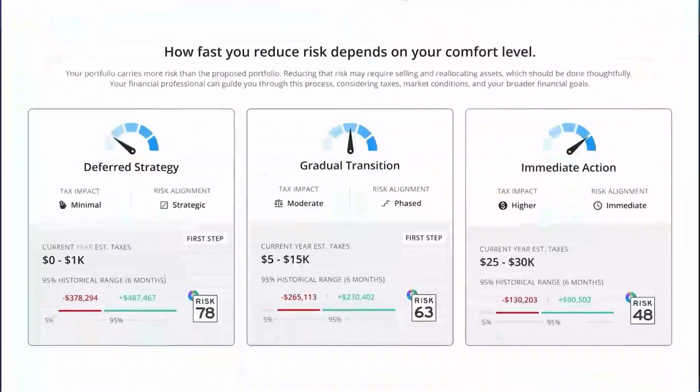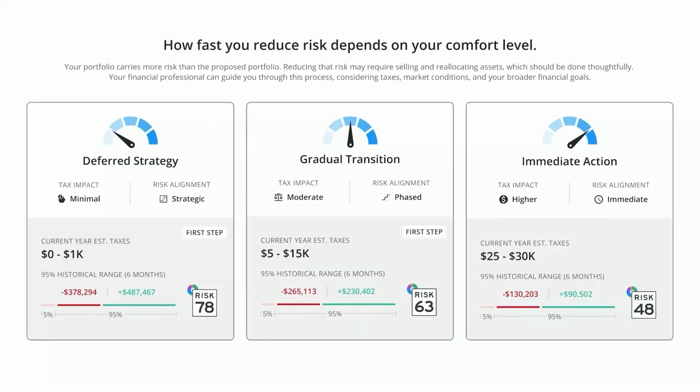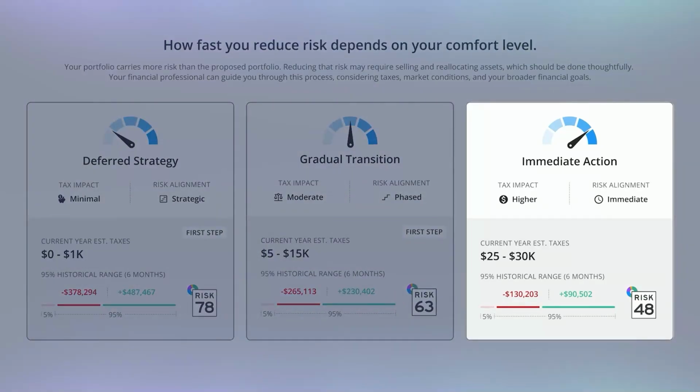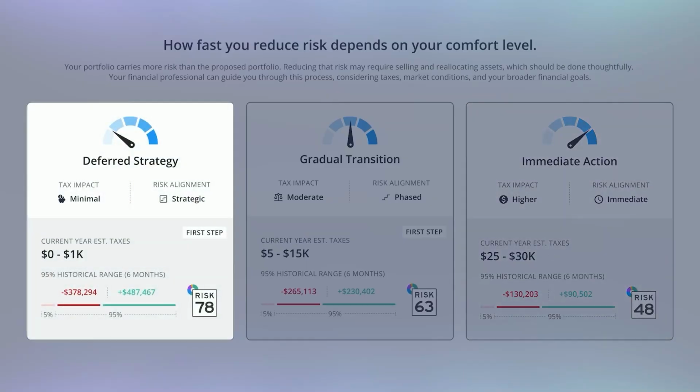Well, this new report element helps you illustrate the impact of different strategies. Looking all the way to the right, I can see that immediate action can get us to a risk 48 right away, but it's going to cost us quite a bit in taxes. I can avoid those kind of taxes when we look at the deferred strategy, but that means our first step is getting to a risk 78, which is better than where we're at today, but still pretty high.